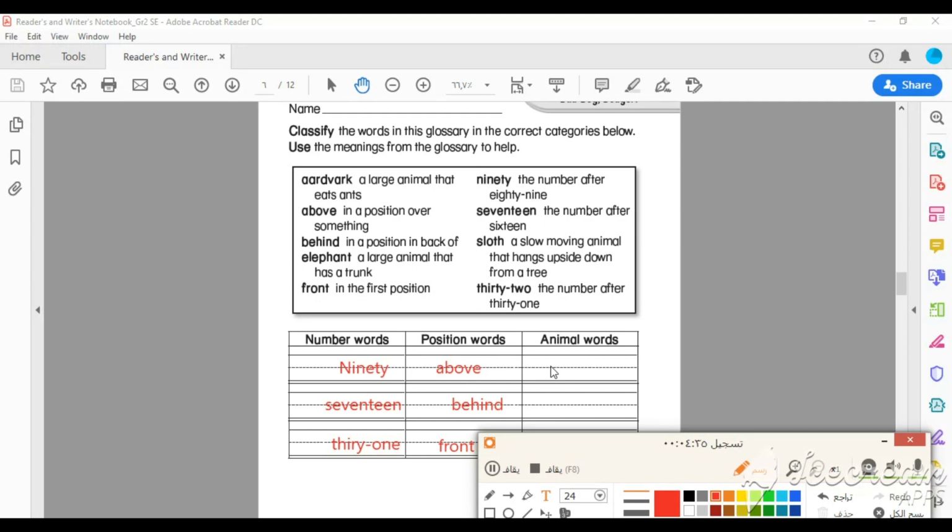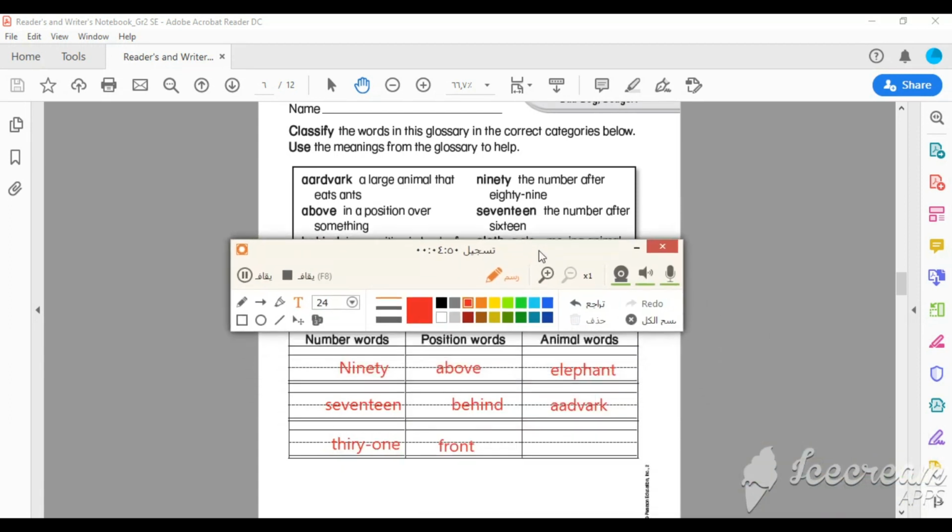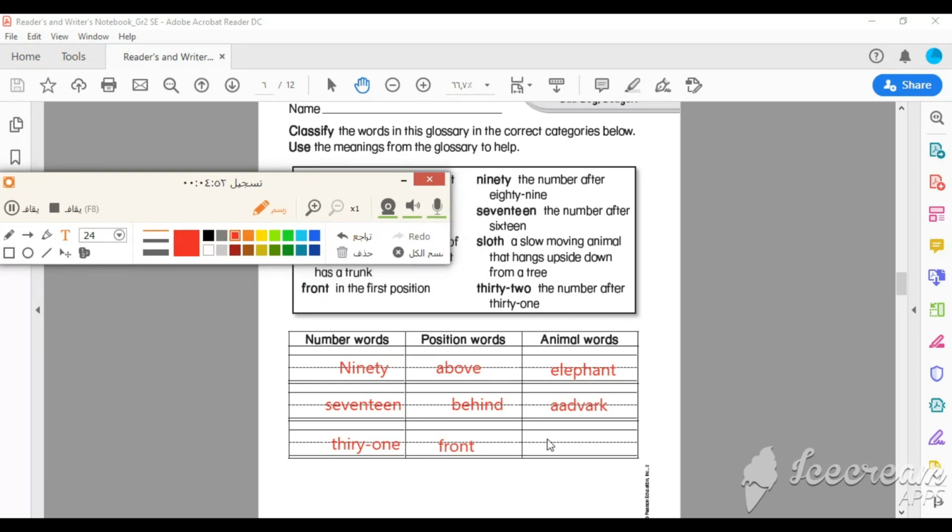What about animals? Some of the animals have long trunks, which is elephant. And some of the animals eat ants, so aardvark. And some of the animals hang from a tree, which is a sloth. Is it easy?